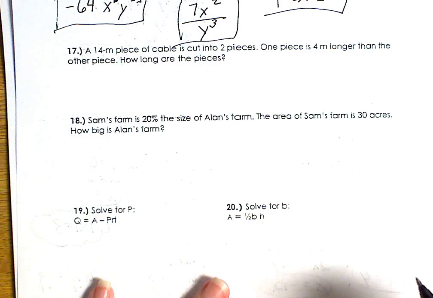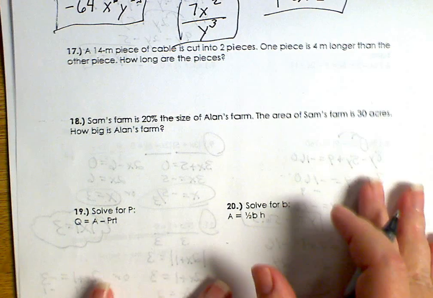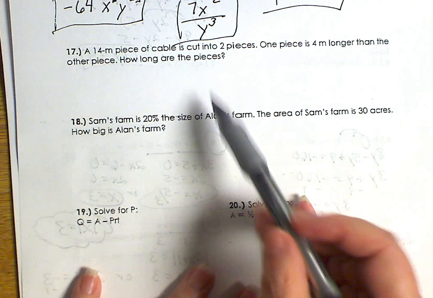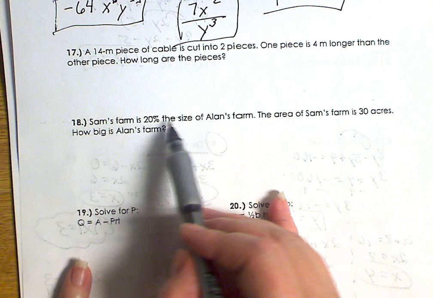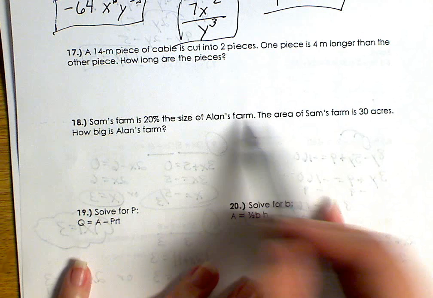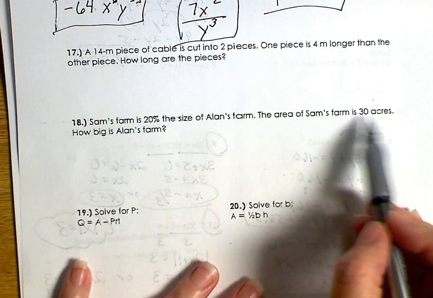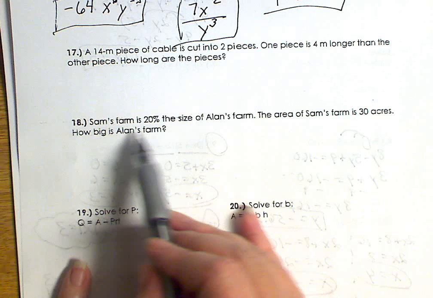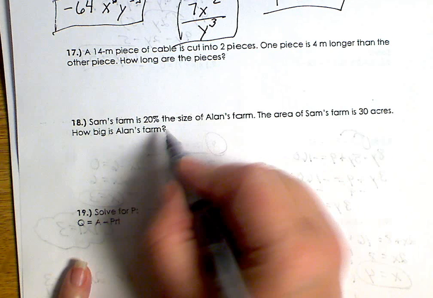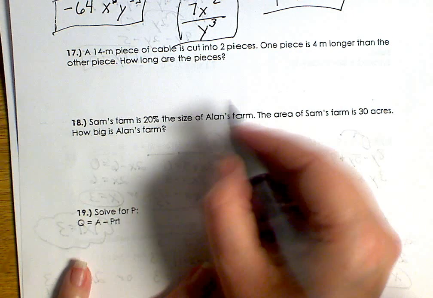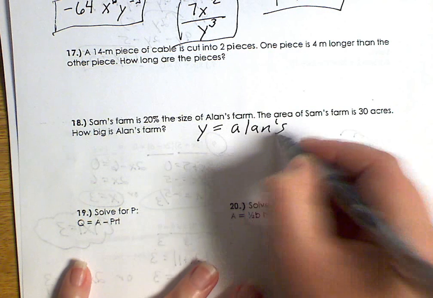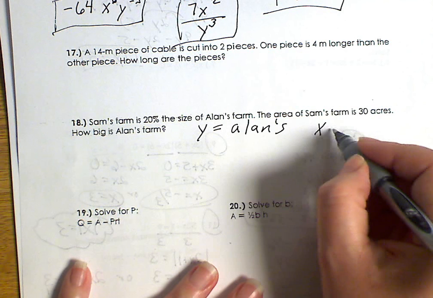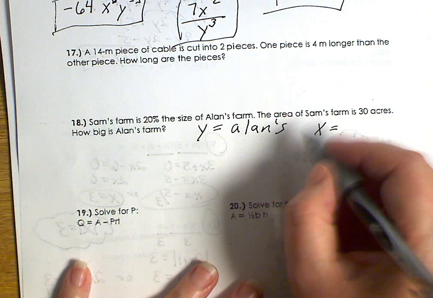Can you do one of the story problems? All right, I'll do one of the story problems, then I'll let you try the other. It says, Sam's farm is 20% of the size of Alan's farm. The area of Sam's farm is 30 acres. How big is Alan's farm? So the first thing we're going to do is call Alan's farm Y. And then we're going to reread it. And that means that Sam's is going to be X.